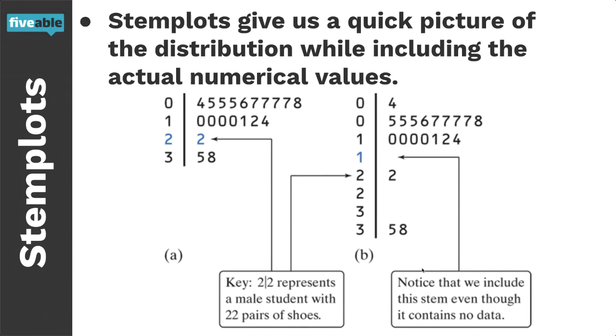If you look here, we have 2 stem plots. I'll talk about what the difference is, but we see here a key that tells us what it represents. Keys are going to be super important when you're creating stem plots. If you don't include a key for a stem plot, the AP exam will not give you full credit. You may have to create a stem plot from data on the free response part, but it hasn't been prominent. But you always need a key. So here the key tells us 2|2 represents a male student with 22 pairs of shoes.